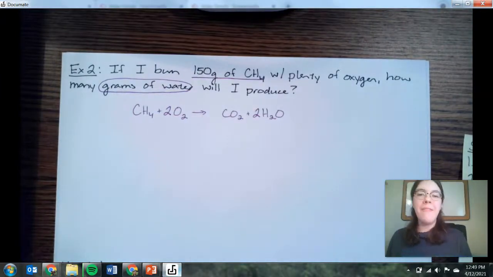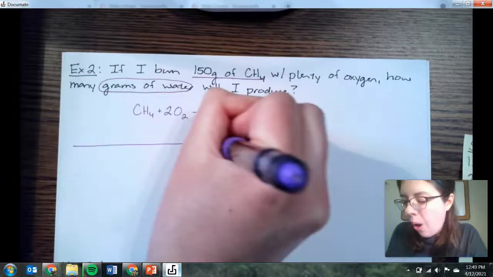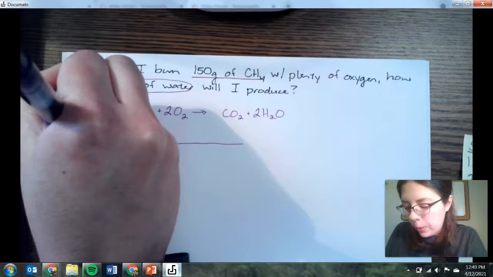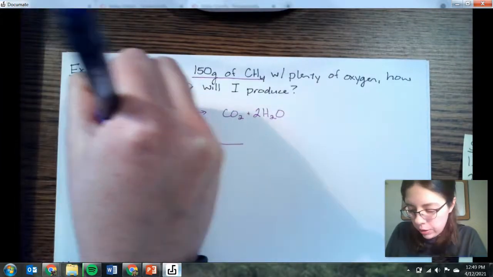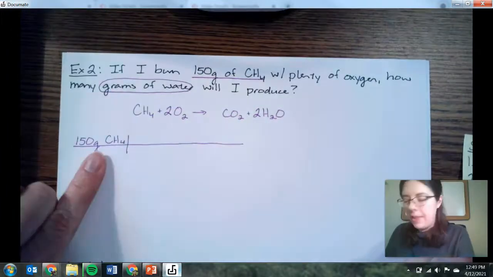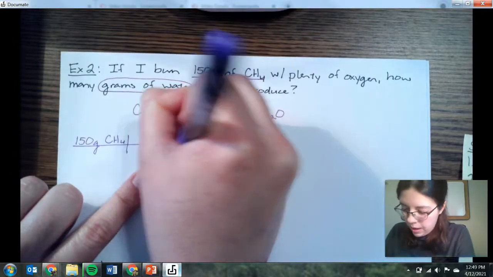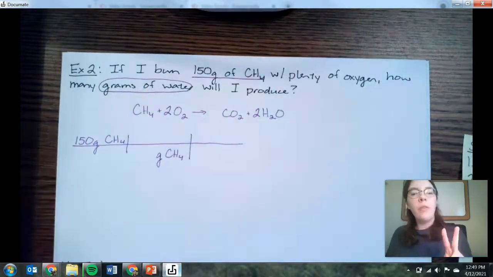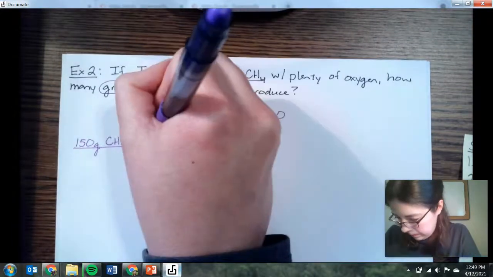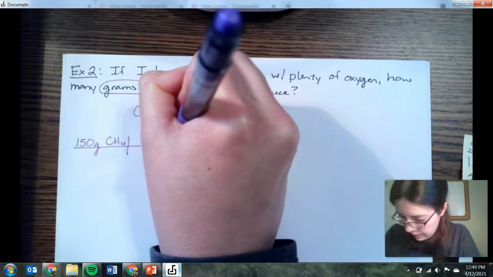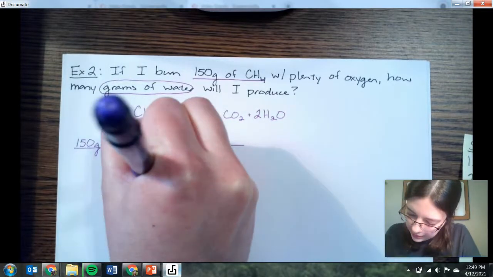From here, I want to start to set up my factor label table. Remember, the given always goes in the first spot, and I want to be specific, including both my unit of grams and the compound I'm talking about, CH4. If I have grams of methane up top, I need grams of methane down below. So this is step 2. I'm going from grams of my given to moles of my given. And the way I'm going to do that is using molar mass of CH4.